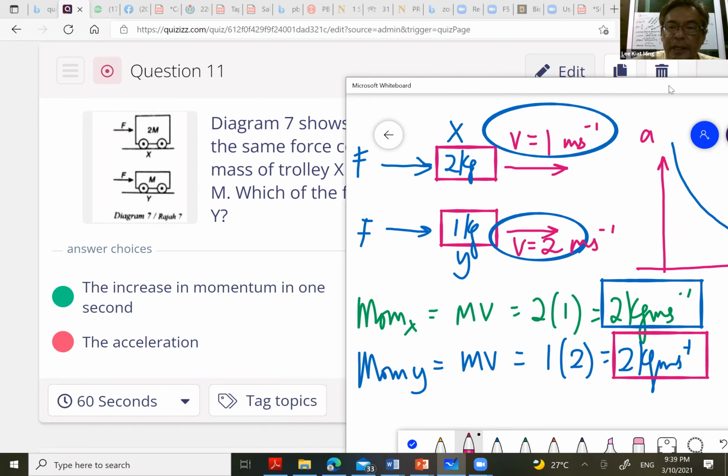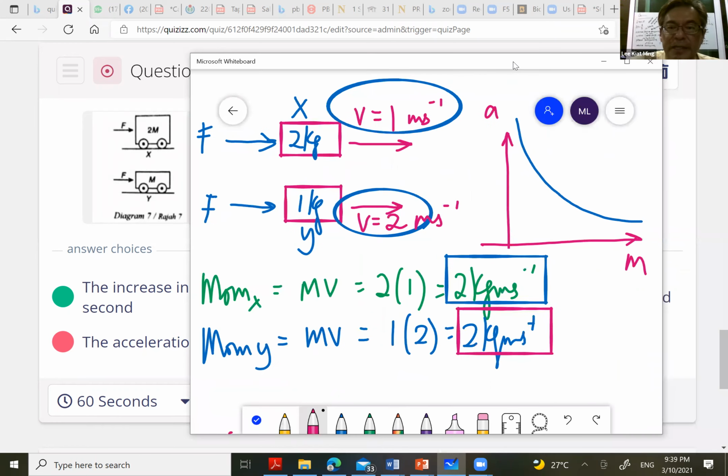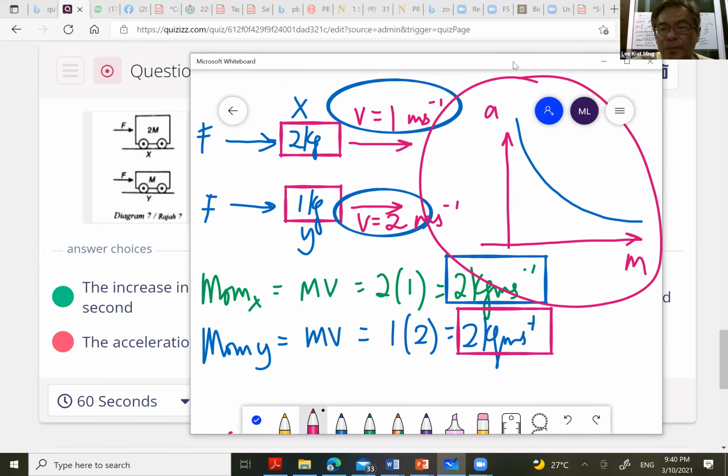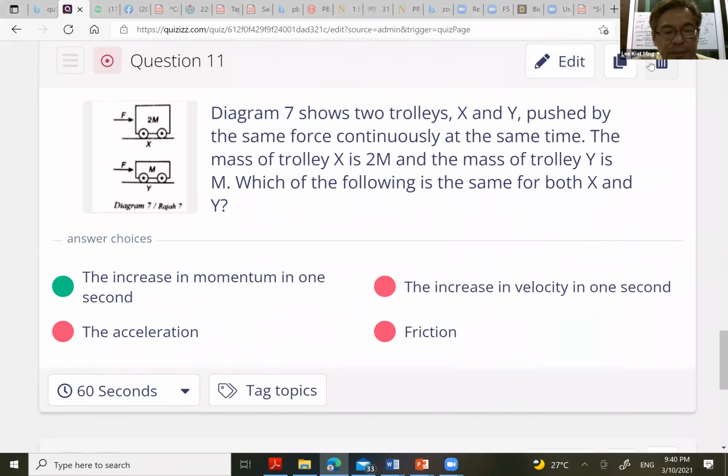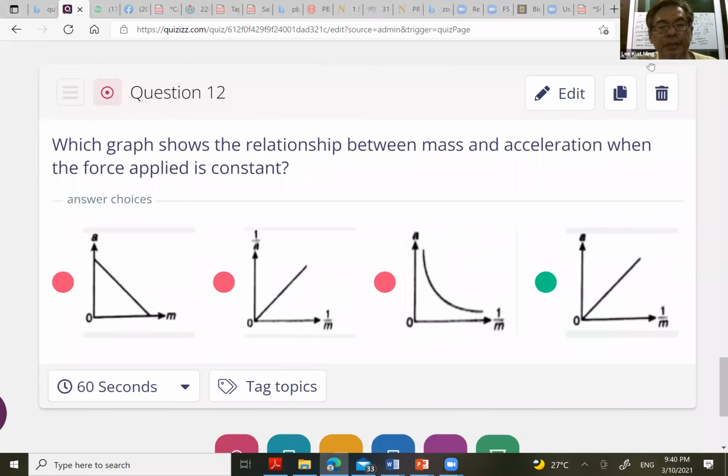And of course, the last question is based on the graph that I have given here. You'll be able to see this graph of acceleration against mass, which must be inversely proportional. So the inversely proportional graph will be the graph for the last one, because they changed the x-axis from m to 1 over m. When they change m to 1 over m on the x-axis, it becomes directly proportional.